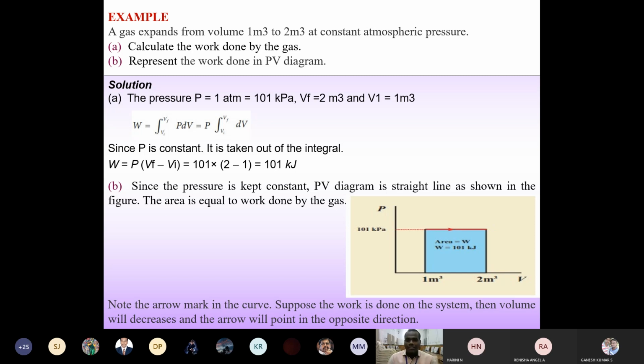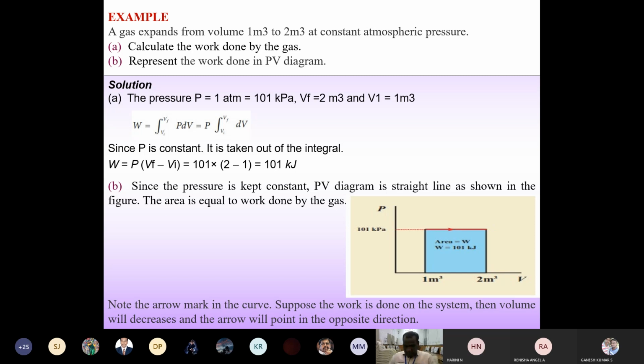A gas expands from 1 meter cube to 2 meter cube at constant atmospheric pressure. Calculate the work done by the gas. Represent the work done in a PV diagram. Right? Are you able to solve this problem? Just try to solve the problem.